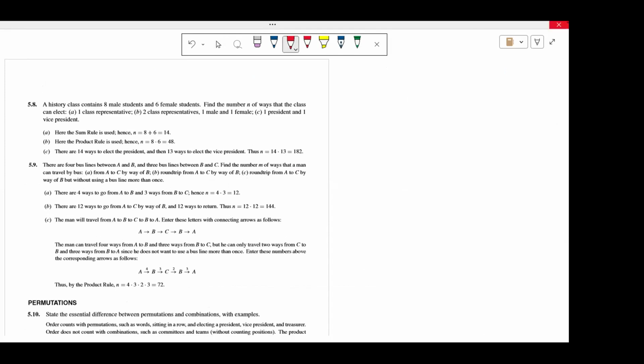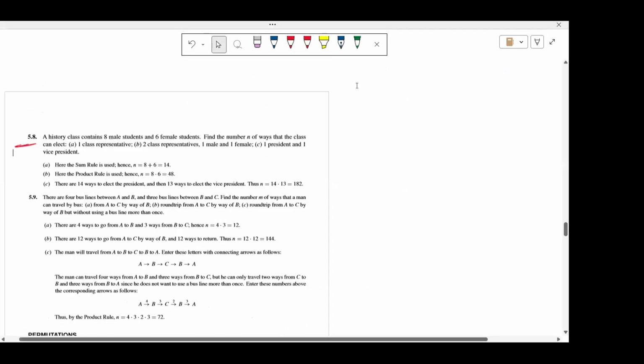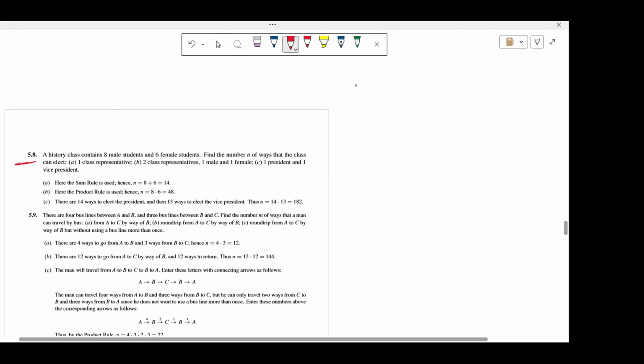Yeah, the 5.8, let me explain another example so you can easily understand. Just think about your classroom, maybe in your classroom there are 8 males and 6 females, right?